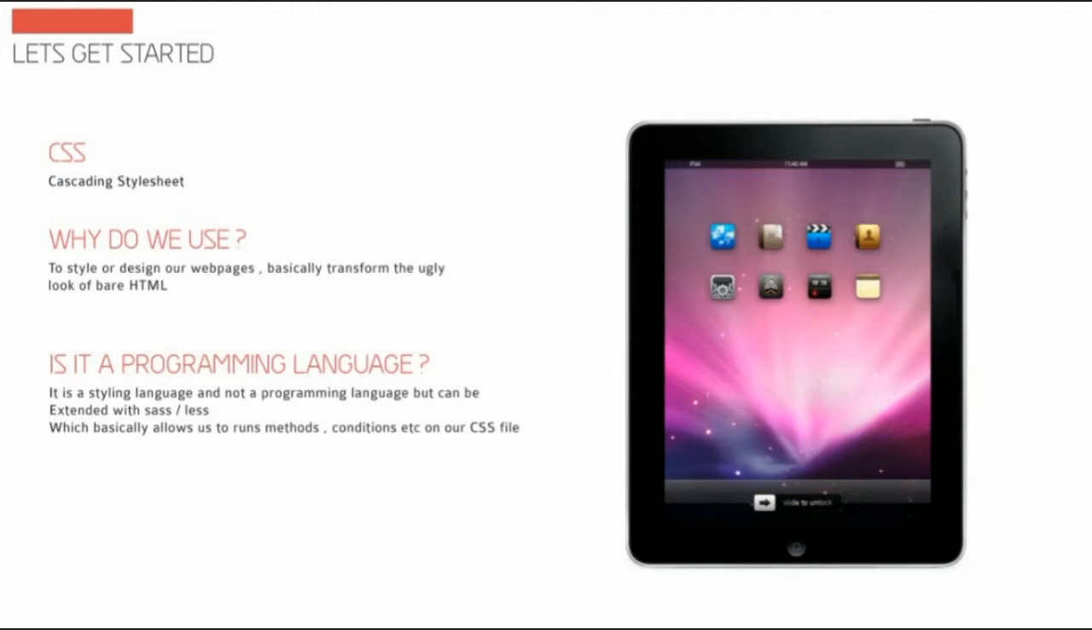Now, is it a programming language? It is a styling language and not a programming language, but with the help of preprocessors like Sass and Less, which interpret or compile everything you write in Sass or Less to CSS, it allows us to run methods, conditionals, and all those programming things which we do in any programming language.